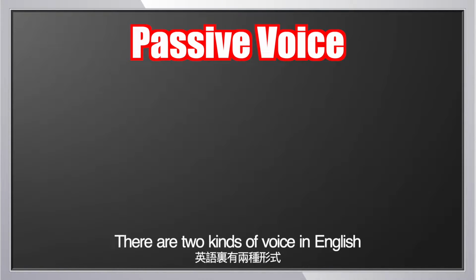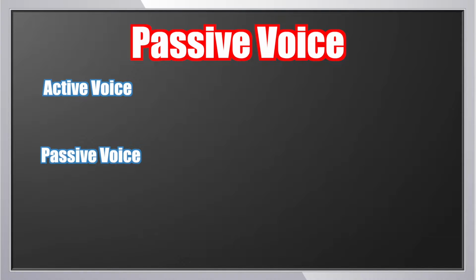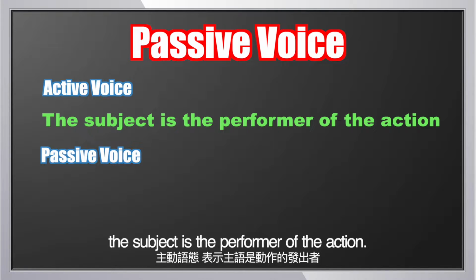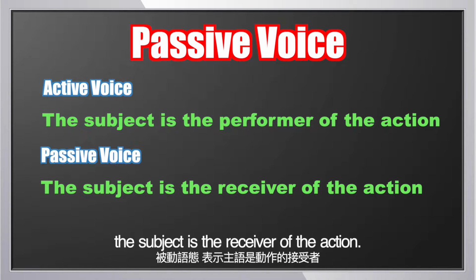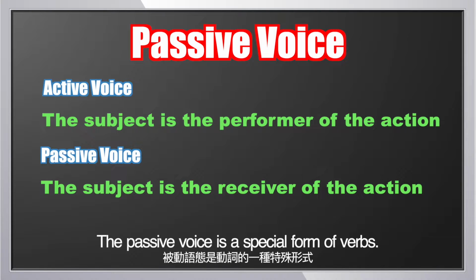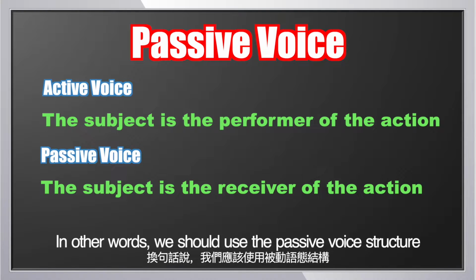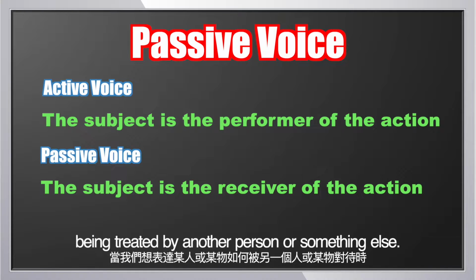There are two kinds of voice in English, active voice and passive voice. The active voice indicates that the subject is the performer of the action, and the passive voice indicates that the subject is the receiver of the action. The passive voice is a special form of verbs. In other words, we should use the passive voice structure when we want to express how someone or something is being treated by another person or something else.